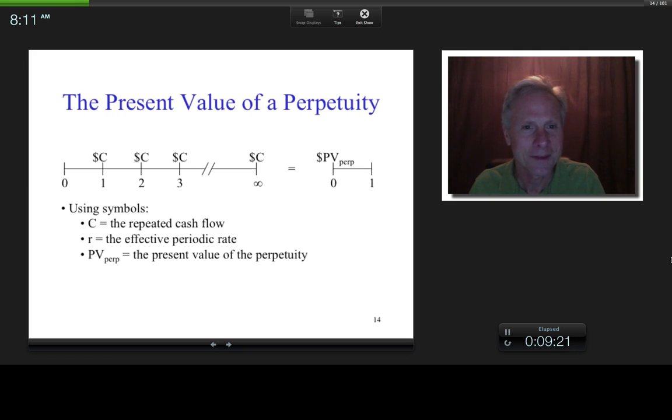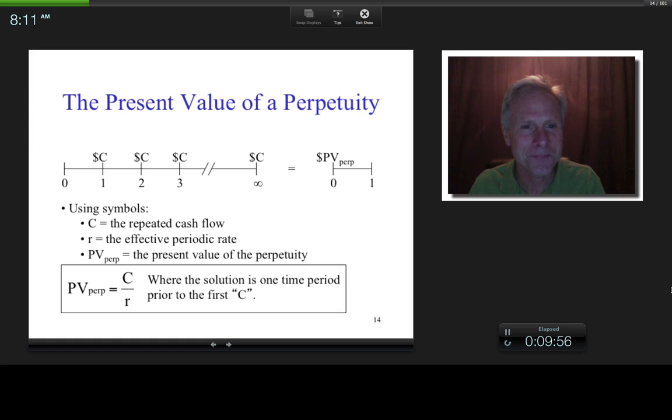We'll talk a little bit more about that in a minute, but just make a note of that. So if I use symbols, if I call C the cash flow, the same cash flow that goes on forever, and R the effective periodic rate, so if these were 6-month periods, then I better be working with an effective what rate? An effective 6-month rate, which means what again? The amount of interest made from $1 after 6 months. And then, of course, this one single number that it crushes down into is the present value of a perpetuity. So basically, we have the present value of the perpetuity being C over R, where the solution is one time period earlier, prior to the first C.